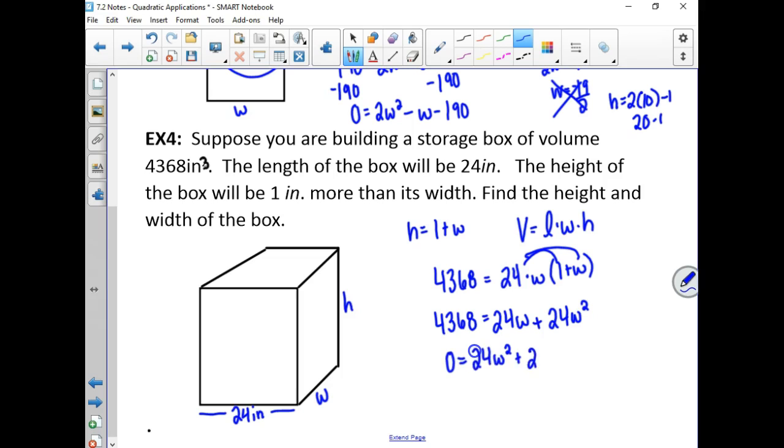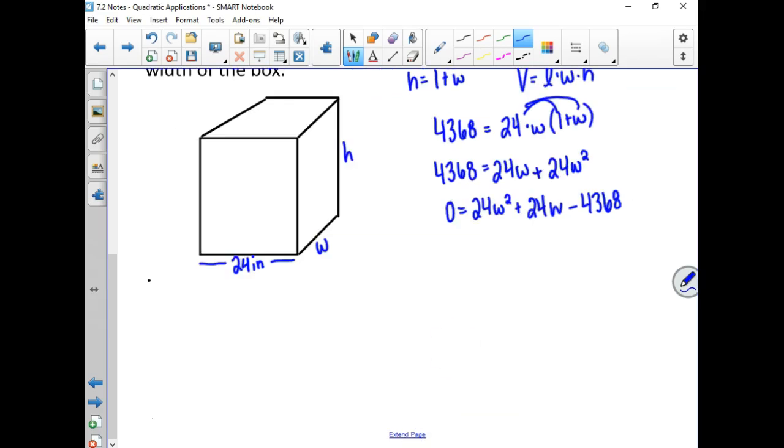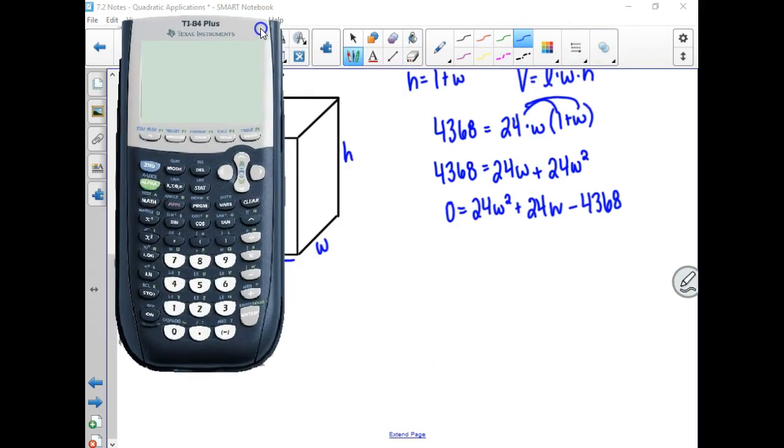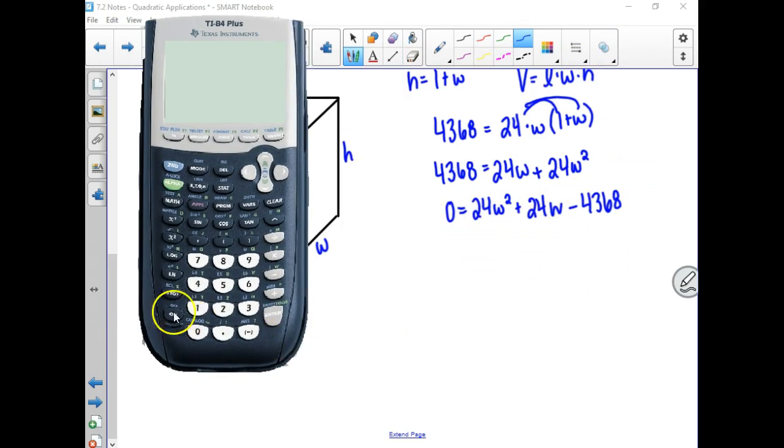I'm going to move everything to one side, so I'll get 0 equals, let's write the 24W squared first, plus 24W minus 4,368. Now, those are really large numbers, so let's use our calculator and check to see if maybe we have a greatest common factor there. 4,368, let's see if it is divisible by 24. And it is, so what I can do is divide everything, both sides, by 24. And that will give me smaller numbers to deal with.